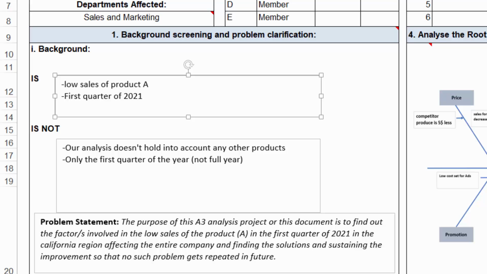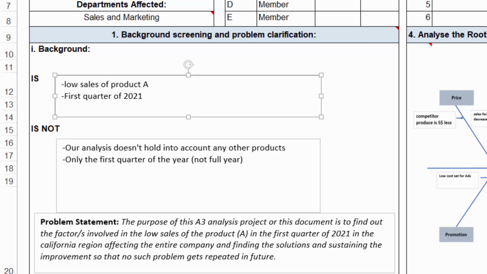What isn't our scope? Our A3 analysis doesn't take into account any other products, and only the first quarter of the year is taken for the improvement project. So with this, we make sure our readers know exactly what they are going to gain from this A3 report.